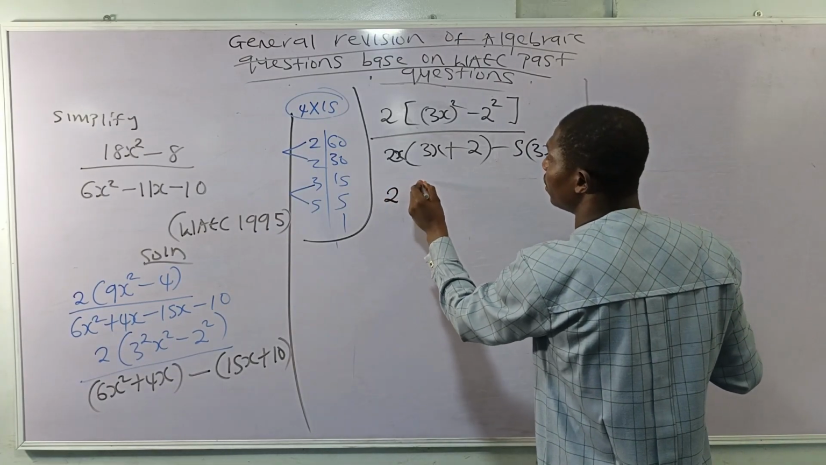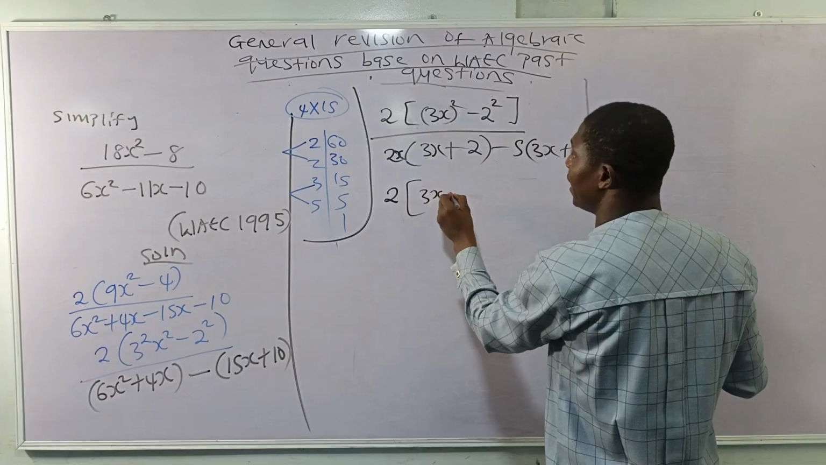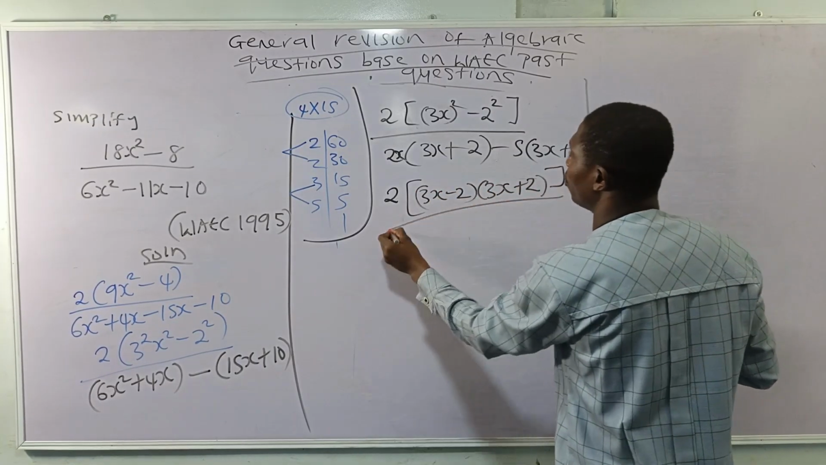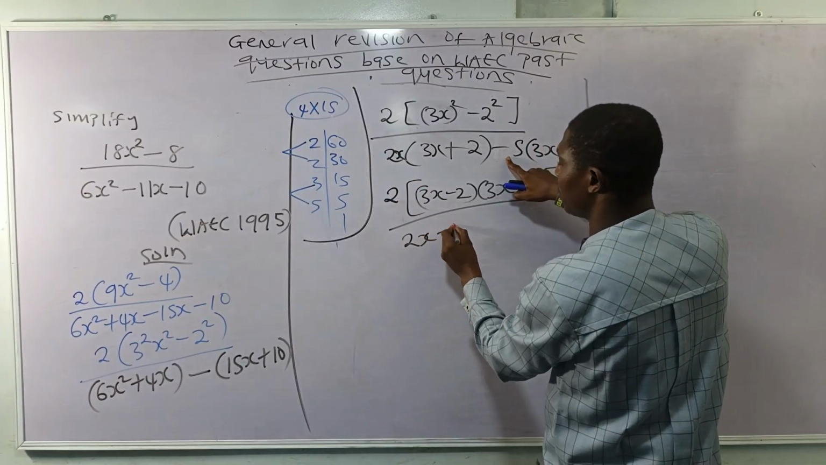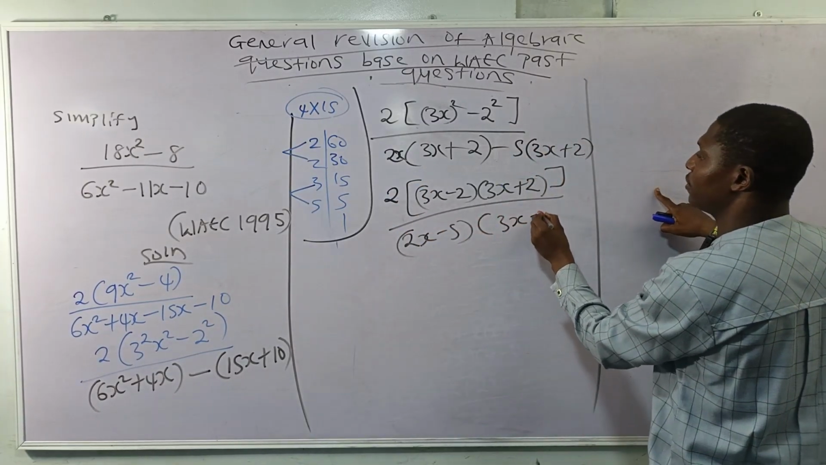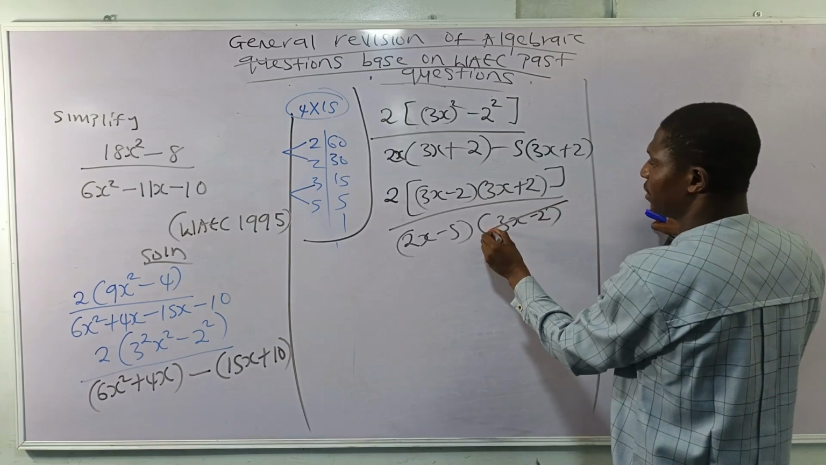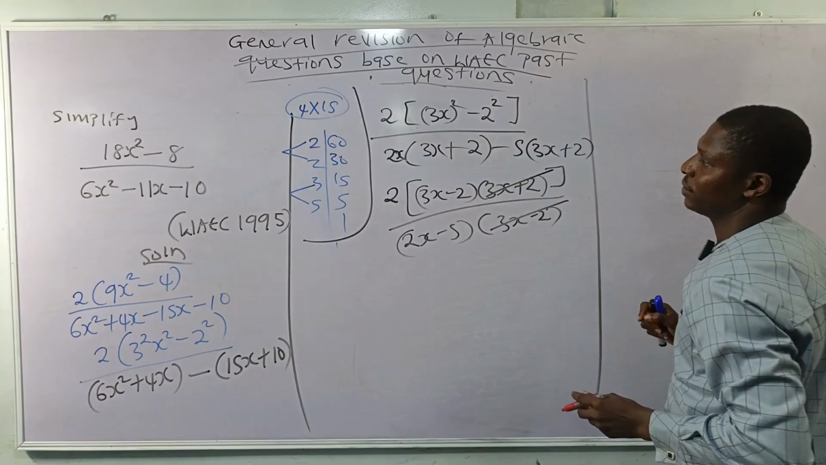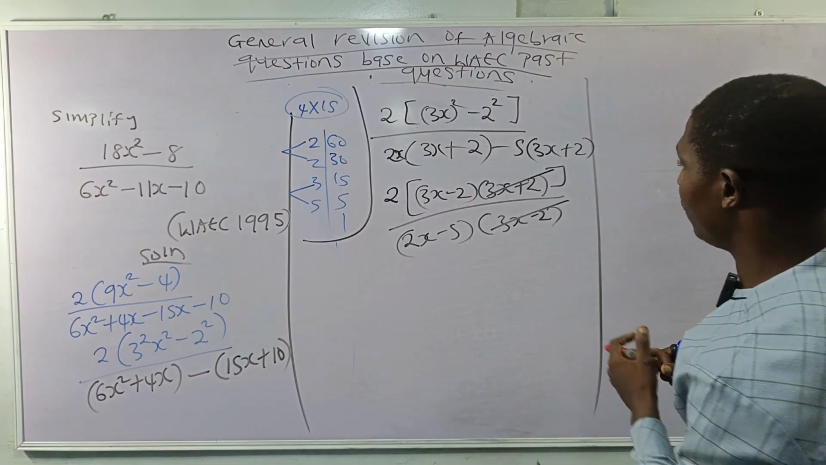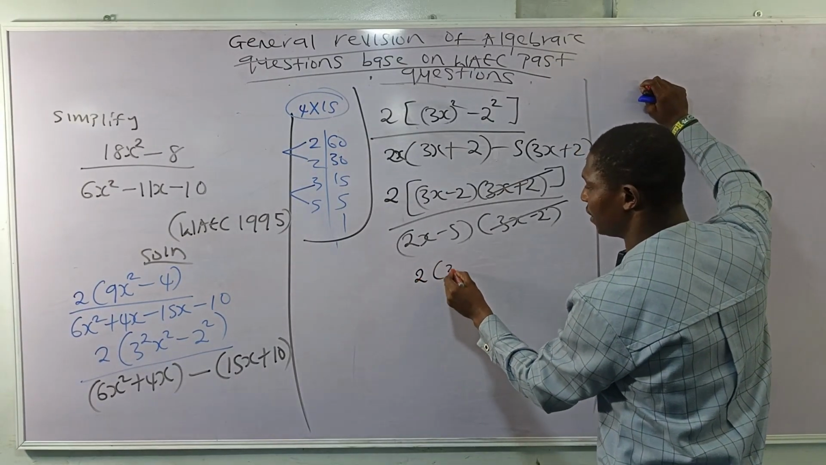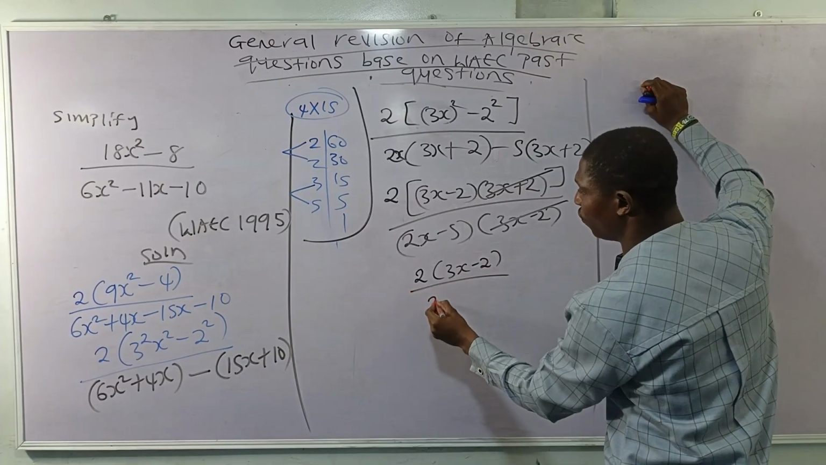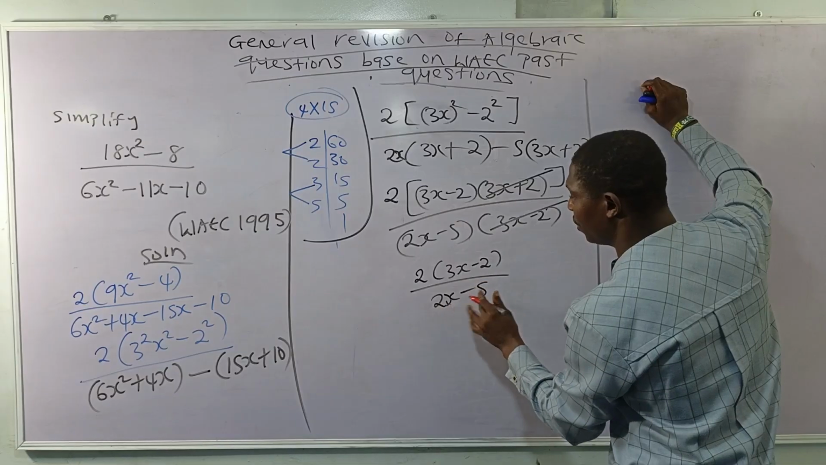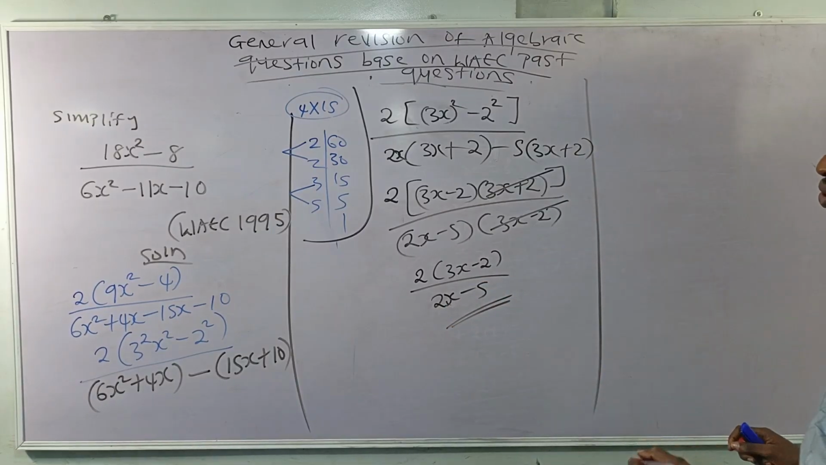So I have 2 in bracket, difference of two squares, 3x minus 2 and 3x plus 2. Close bracket. All over. These two, you pick them. You have 2x minus 5 in bracket, 3x minus 2. You can see that this can simply cancel this. And what do we have left? We have 2 in brackets, 3x plus 2 all over 2x minus 5. So this is our answer to this question.